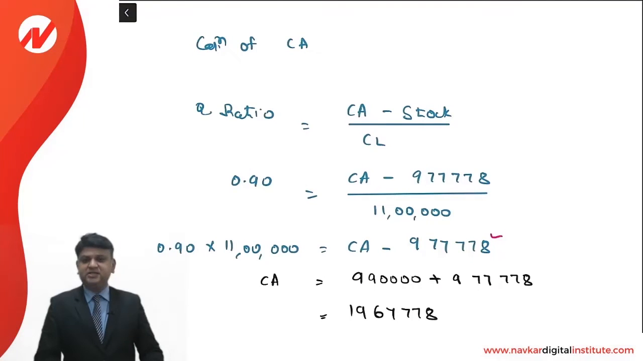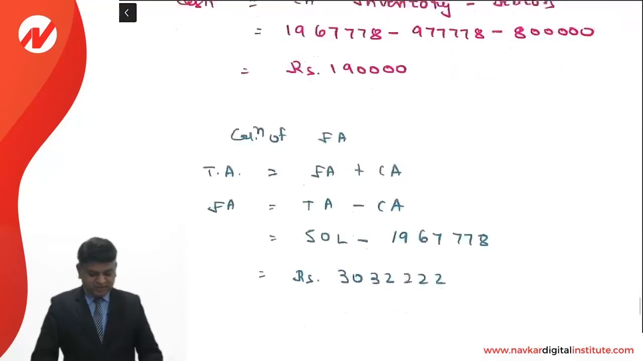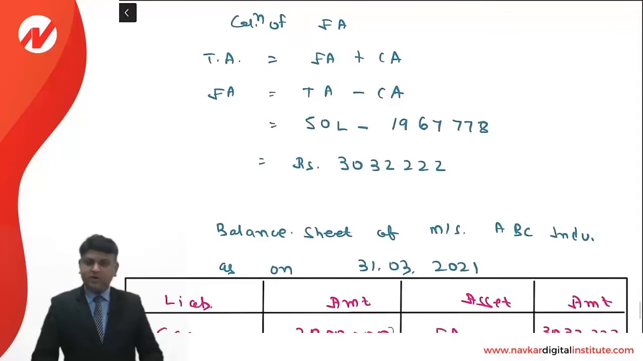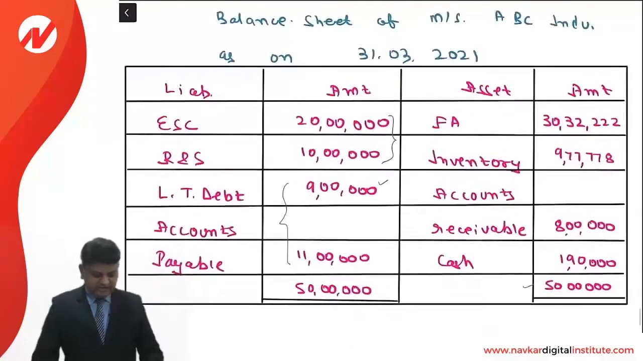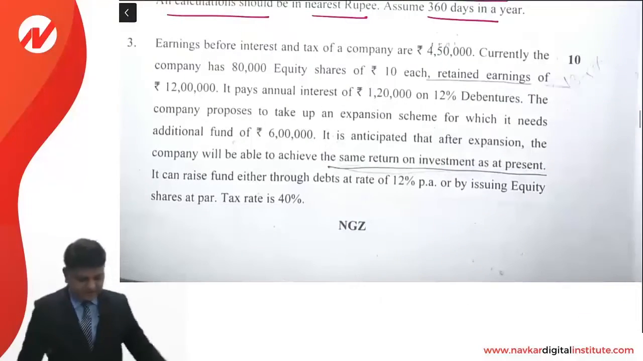Next is the current assets calculation. Current liabilities we already have found. Stock we have calculated. So we can compute the current assets. Current assets consist of 3 components: debtors, stock, and the balancing figure is cash and bank, 1,90,000. On the asset side, fixed asset is found as balancing figure, and this is the way we complete the balance sheet. Starting with question number 3.